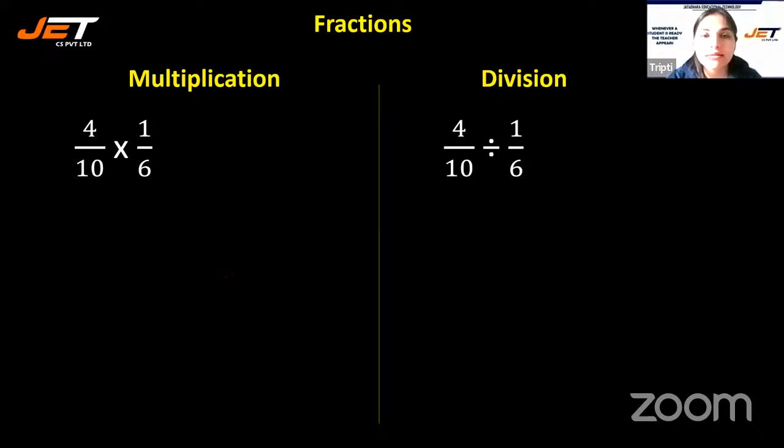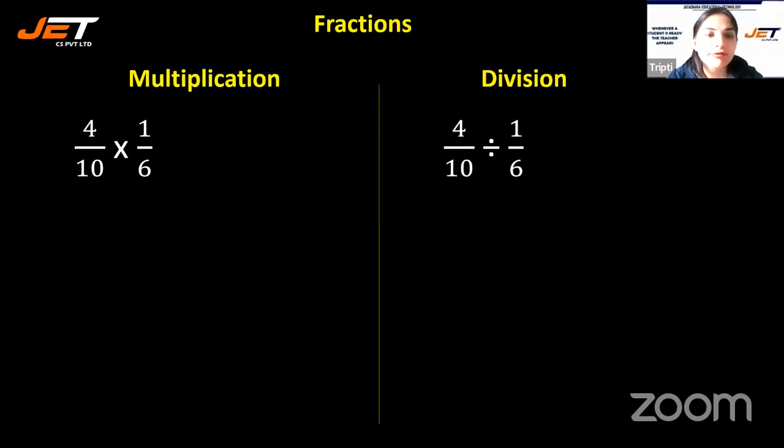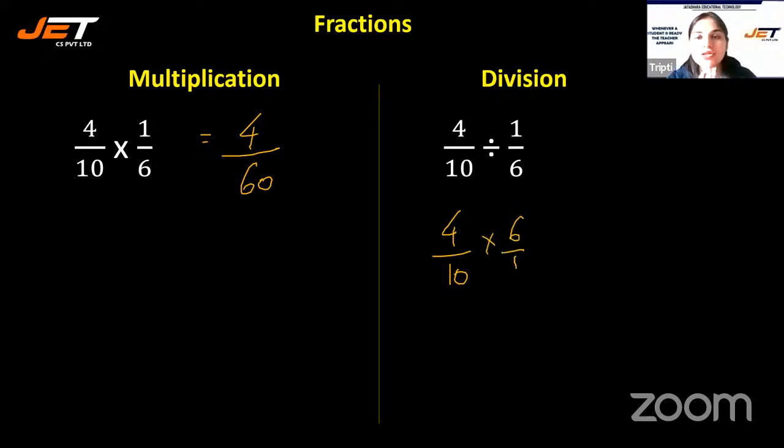Over here, 4 by 10 times 1 by 6 and 4 by 10 divided by 1 by 6. Let's do it. I hope it's done. So here we have 4 times 1 is 4. 10 times 6 is 60. 4 by 10 times 6 by 1, because we did the reciprocal of 1 by 6, which is 6 by 1.